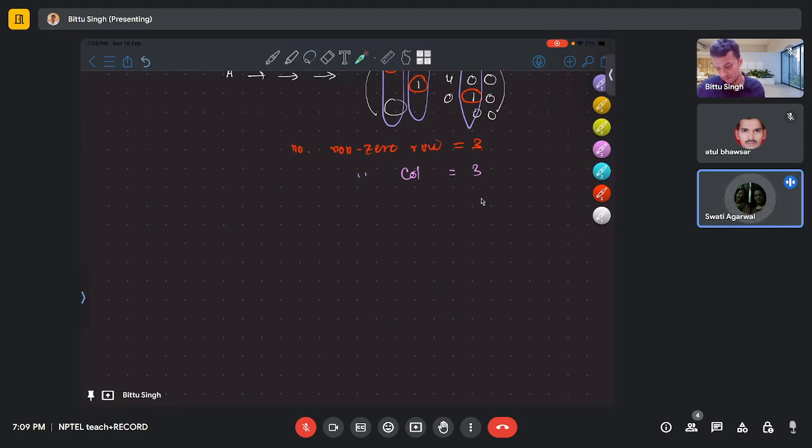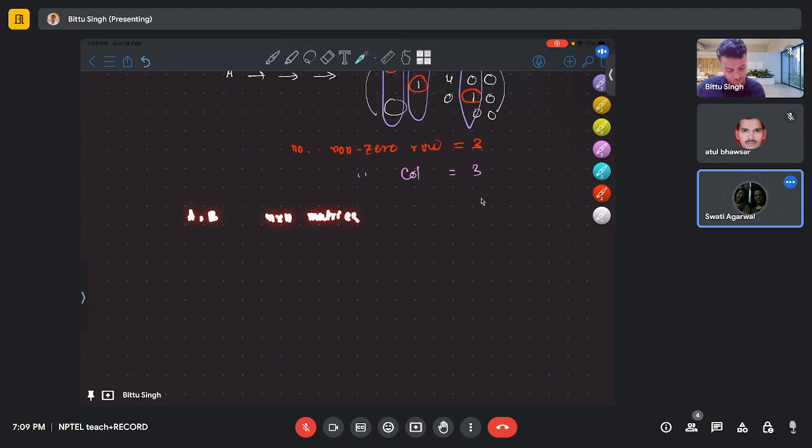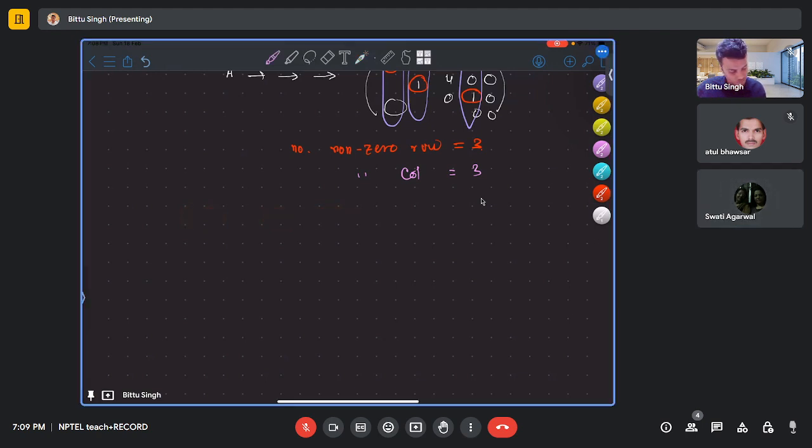So, can you share your screen so that we can see the options? A and B are M cross N matrices. This is the question. A, B are M cross N matrices. Now, if A, B have the same row space, then they have the same row reduced REF. It is true.